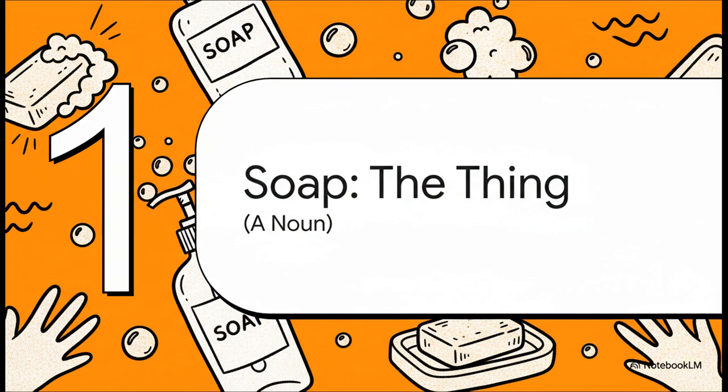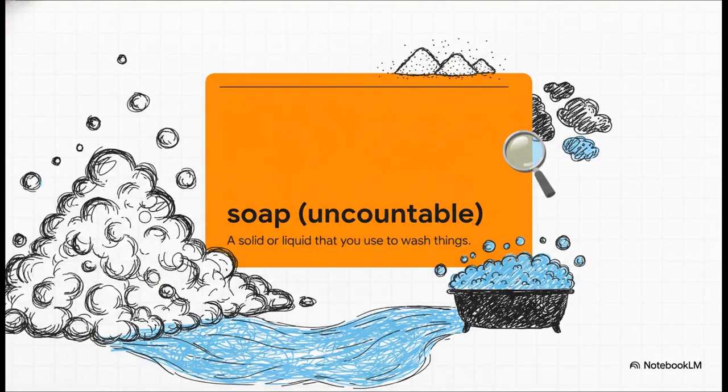Okay, first things first. Every word has a job, what grammar folks call a part of speech. The most basic job a word can have is just being a thing, and we call that a noun. So let's start by looking at soap as a thing. And boom, right away we find our first huge clue in the blueprint. That word in parentheses, uncountable. That one little label tells you that soap behaves just like other general stuff, like water or sand or air. You wouldn't say one water, right? You'd say some water. It's the exact same rule at play.